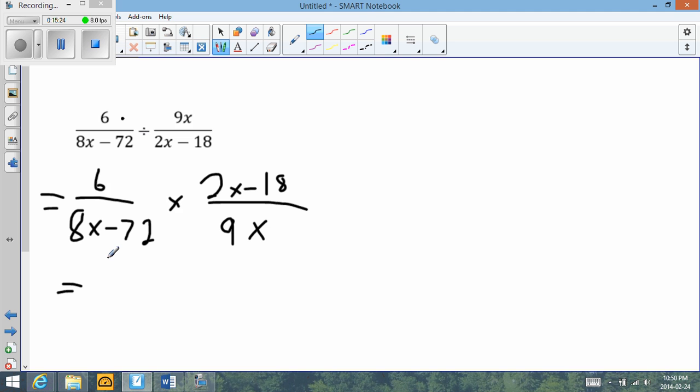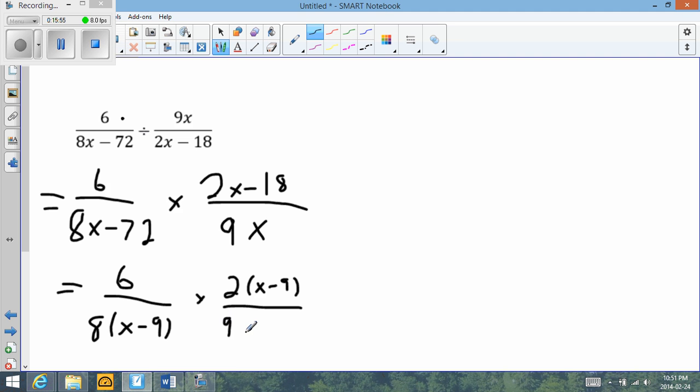Can we factor anything from 6 over 8x minus 72? Well, 6 is a 6. Can't really break that down anymore. But 8 factors out of that first part. So factor out an 8. You're left with x minus, what is 72 divided by 8? It is 9. Times, numerator, 2x minus 18. Factor out a 2. X minus 9. Okay, oh, I see where this is going. X minus 9, x minus 9, and 9x. Does anything cancel? The x minus 9 and the x minus 9 do.